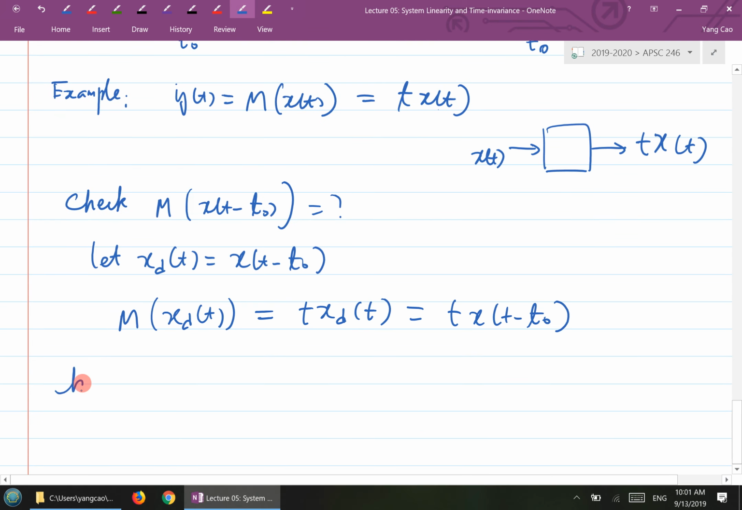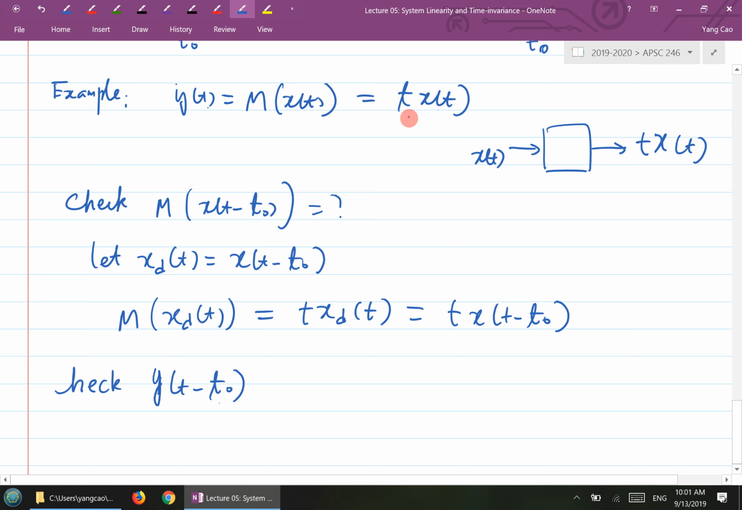Now let's check the other side, which is y of t minus t naught. Check the right side of the property. y of t is given, it's t times x of t. So y of t minus t naught here means what? You're replacing this t with t minus t naught. It's not a specific number, but it's very much the same as replacing the t with 3, except here it's t minus t naught.